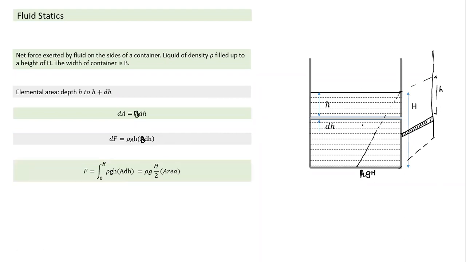Total force, if we have to calculate from 0 to h, g is constant. This is the integration. And what we find is that it comes to rho g h by 2 times the area. So the force acting on this rectangular area is equal to area multiplied by average pressure, because here the pressure is varying linearly. This average pressure method works only if the area is a rectangle. If the area is not a rectangle, if area is changing with depth, then there's no option but to integrate. Average pressure times area, as pressure varies linearly with h, is valid only for rectangular areas.